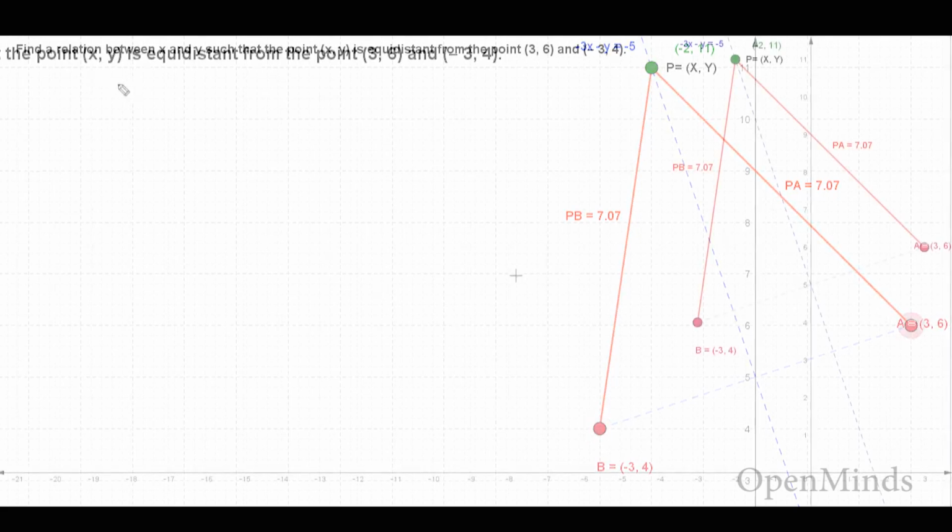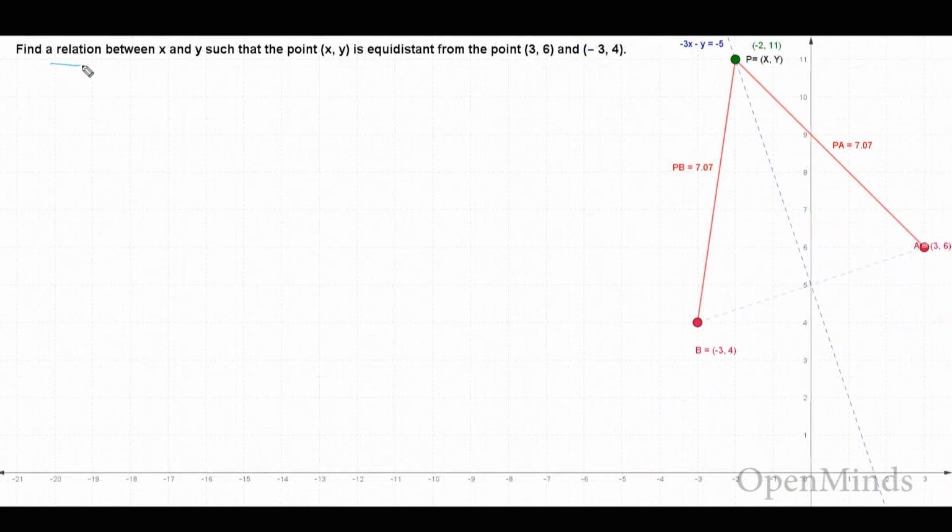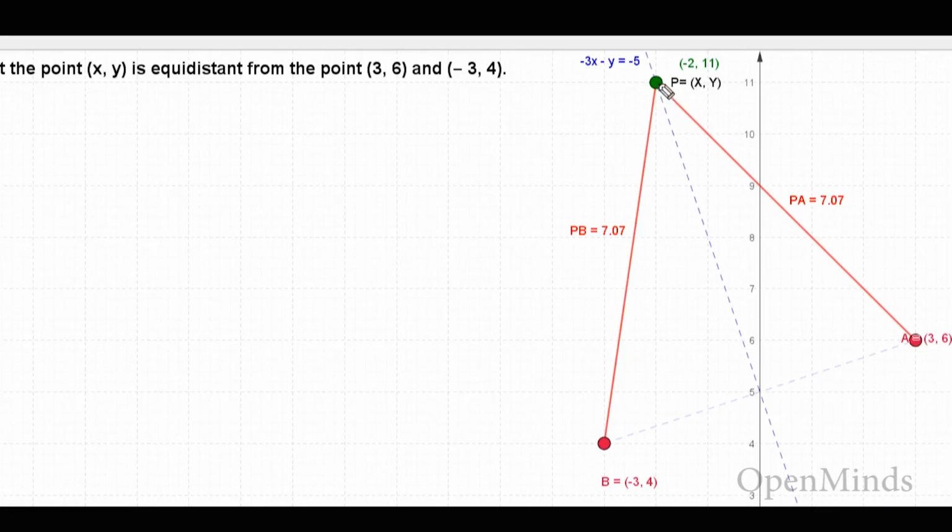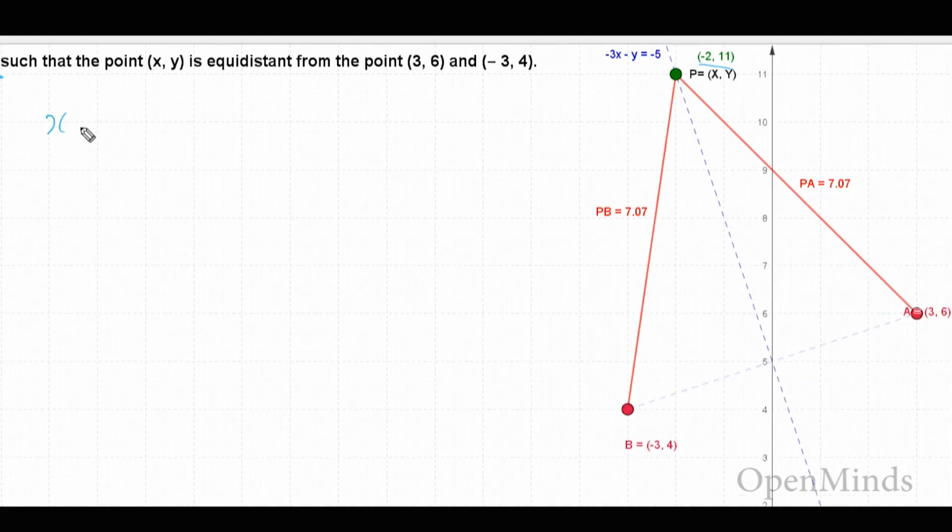Beautiful. Now let's understand the relation between x and y, what exactly this means to us. Now look at that point. I'm just taking the point P here, which is x comma y, a variable point, and that particular point is (-2, 11). So how are x and y connected? x is negative 2 here and y is 11. Now is there a connection between them?